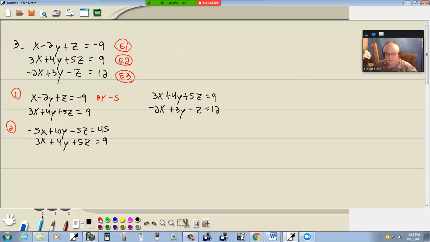Now in this one, we want to eliminate the z's again. This one's a positive 5z. So if I multiply this by 5, then I'd get a -5z here. So we'll multiply everything in that equation by 5. So we got 3x plus 4y plus 5z is equal to 9. 5 times -2 gives us -10x. 5 times 3y is 15y. 5 times -z is -5z. And 5 times 12 is 60.